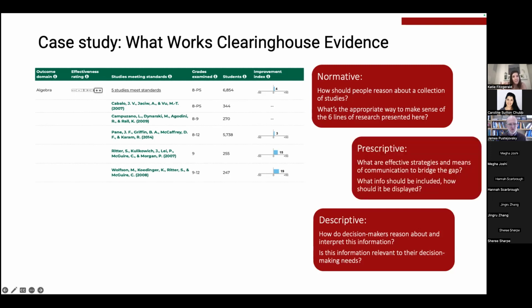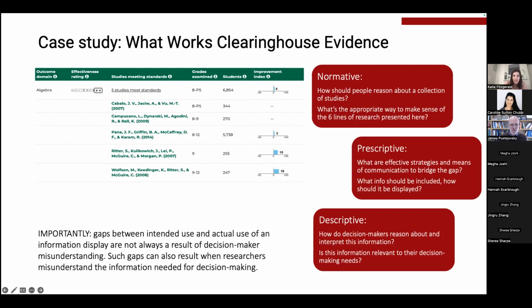And again, one of the advantages of this framework is considering the normative and descriptive together. The natural question becomes, is there a gap between the two, right? But one thing I want to highlight here is that the gaps between the intended use and the actual use of an information display are not always the result of decision maker misunderstanding. Gaps can also exist when researchers misunderstand the information that's needed for decision making. So when we think about the prescriptive work as being like an intervention, it could be an intervention on both parties, right? Researchers need to change their practices and how and what they're communicating. And then decision makers may need some help to interpret the information according to statistical norms, for example.